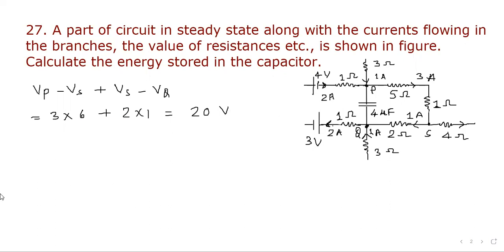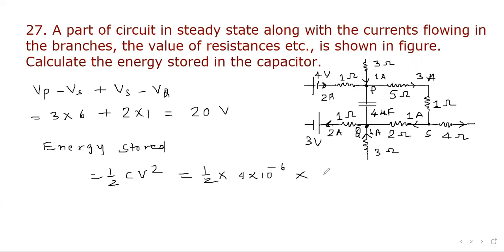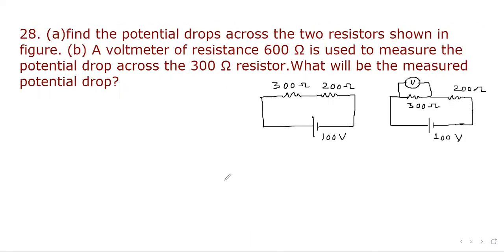Now the energy stored will be equal to half CV square. Capacitance is 4 microfarad, so 1 by 2 into 4 into 10 to the power minus 6 times voltage square, 20 square. If we simplify, this will become 800 into 10 to the power minus 6 joule. Now let's go to the next question.